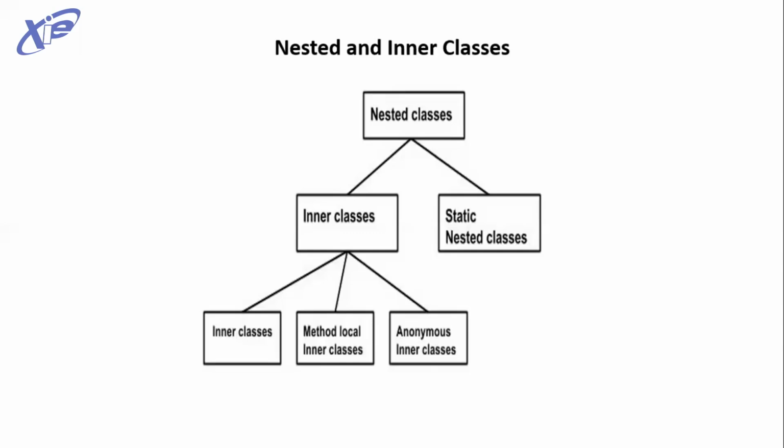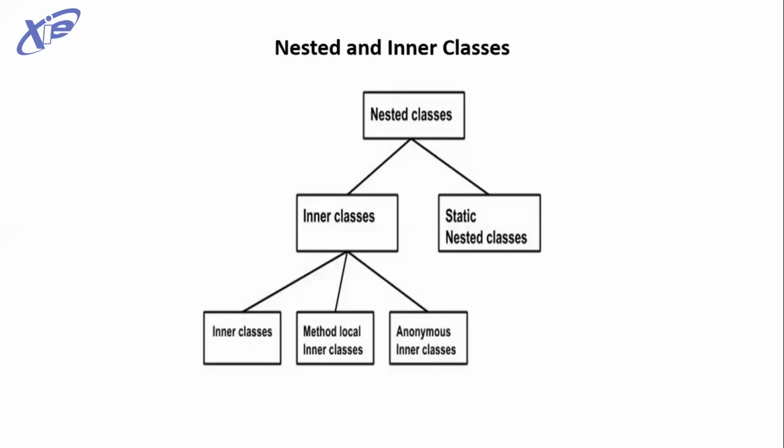Then comes method local inner class. A method local inner class can be declared within a method of an outer class. Then comes static nested class. Static nested classes are not technically an inner class. They are like a static member of the outer class.